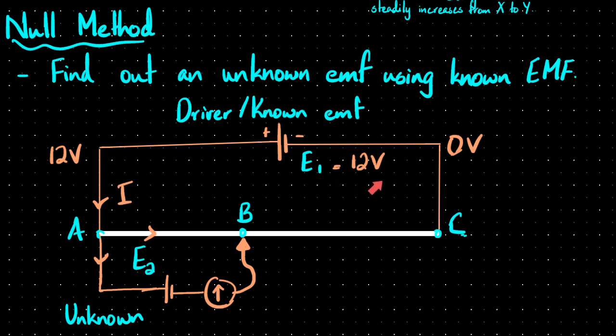Also, another assumption, and not really even an assumption, it's more of a requirement of this method, is that this driver voltage always needs to be larger than this unknown voltage we are trying to find for this method to work. We know that if this length AB is very small, so if the contact is at a position like this, then from the known EMF we would have a very small potential difference across this end. So this potential would be smaller as compared to this potential. So the current would flow from this unknown EMF to here, and the galvanometer would deflect a certain way.